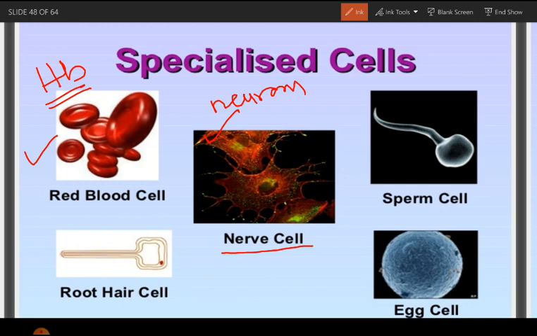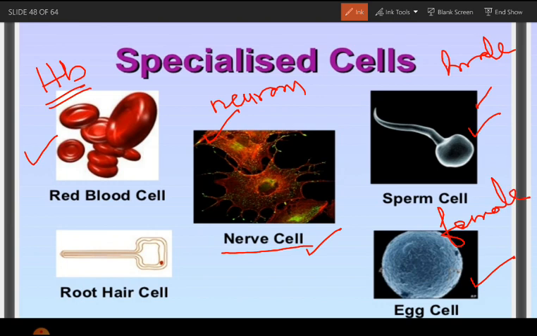That is because of this nerve cell. So nerve cell is specialized to perform the process of coordination. The next cell is sperm cell and egg cell. These are the gametes of the male organism, and these are the gametes of the female organism.